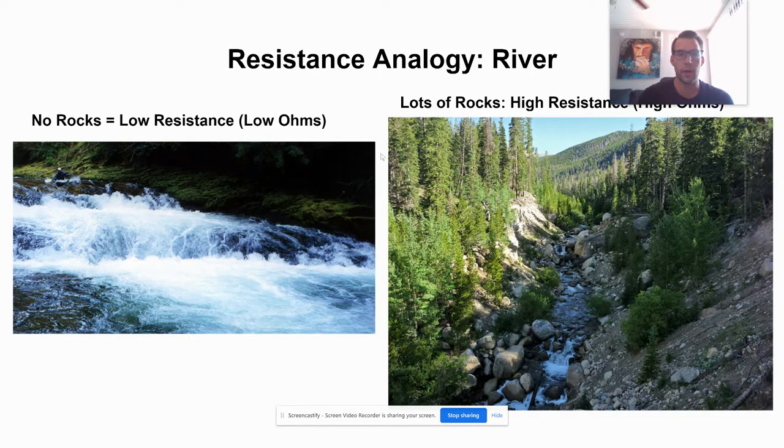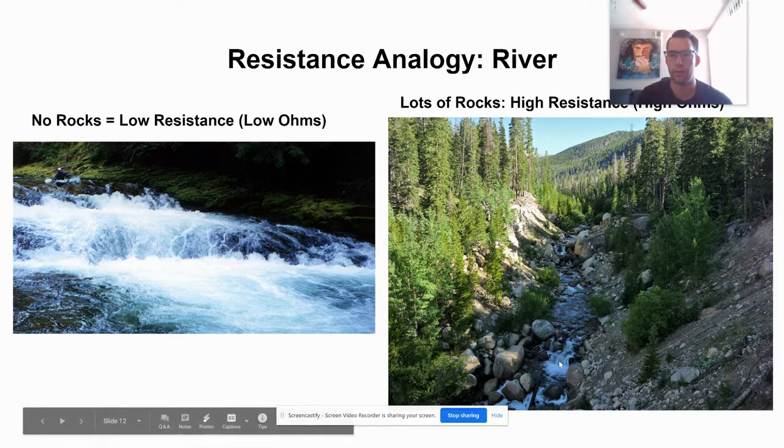Resistance is going to be how hard it is for that water or those electrons to flow in the river. So if there's no rocks, we see that there's low resistance. If there's lots of rocks, we see that there's a lot of resistance. It's not easy for the water to get through this river.